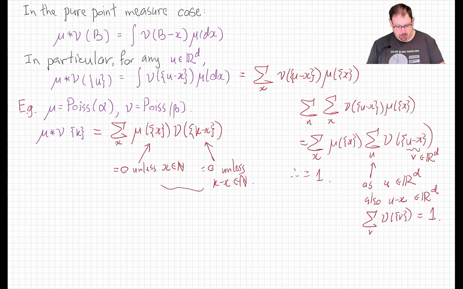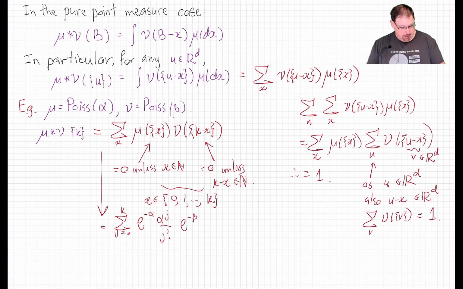So what that tells us, putting them together, is that to get a non-zero contribution here, we need to have x in the set between 0 and k. Otherwise, we'll get 0. And so this is actually just a finite sum. It's the sum, j going from 0 up to k, of those point measures. So that's e to the minus alpha, alpha to the j over j factorial, times e to the minus beta, beta to the k minus j over k minus j factorial.